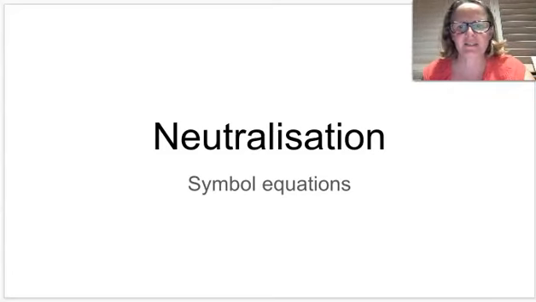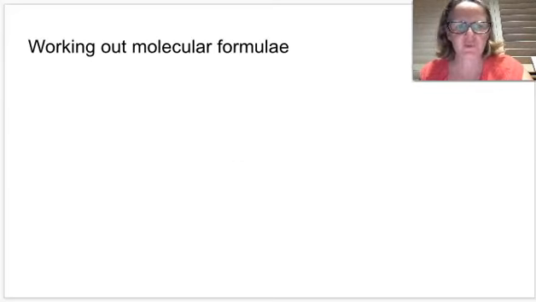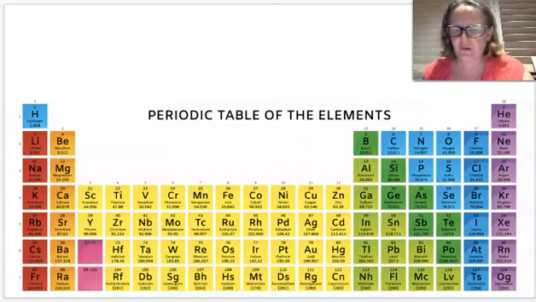Writing neutralisation symbol equations. So the first thing we have to do when we're writing symbol equations is to work out the molecular formula for the substances that we're using. You're all familiar with the periodic table of elements, and you know that they're arranged to some degree based on their electron configuration.